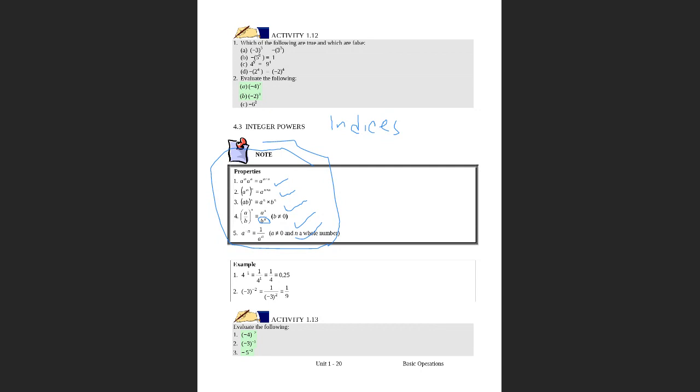You cannot divide a number by 0. That is why I'm saying that. Does it make sense? Yeah, it makes sense. Good.